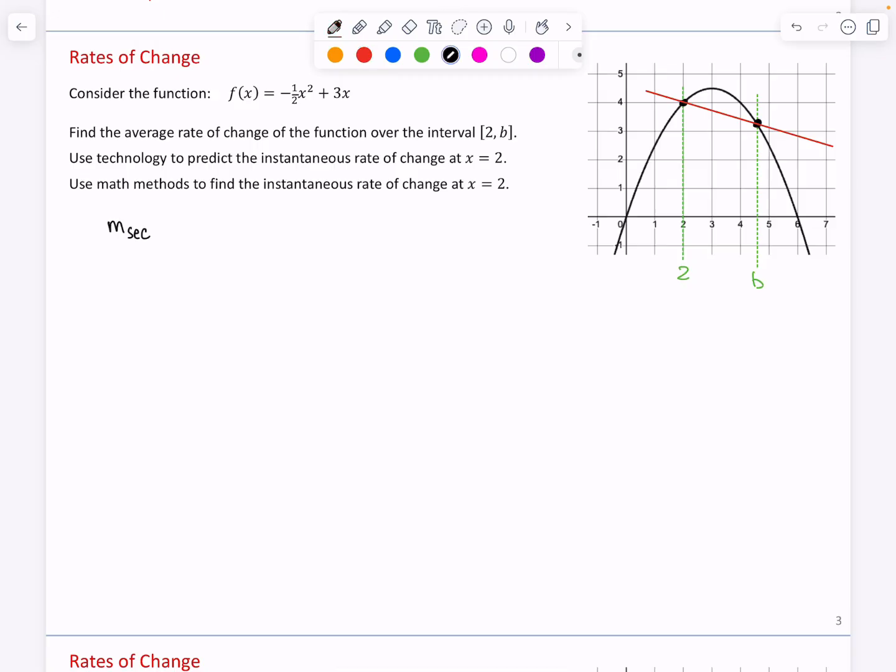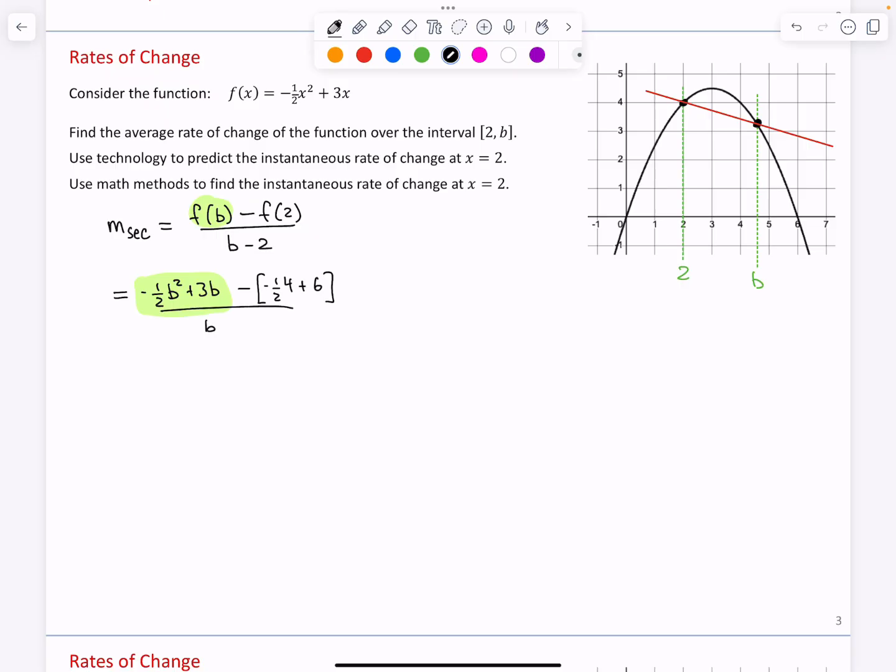Well, to find a formula for the slope of the secant line, we have m sub sec is equal to, we would plug b into the function to get the second output, minus plug 2 into the function to get the first output, and then divide this by the difference of the inputs, b minus 2. So to determine what f of b is, I simply plug b in for all the x's of the function. That gives me negative 1/2 b squared plus 3b. And now I want to subtract from this f of 2. So brackets, plug 2 into the function, negative 1/2 of 2 squared, that's negative 1/2 of 4, and then plus 3 times 2 is a 6. And all of this is over b minus 2.